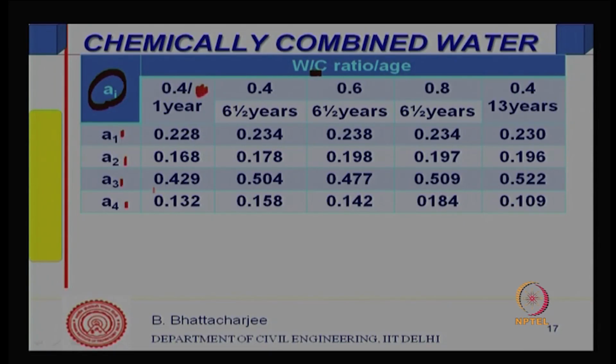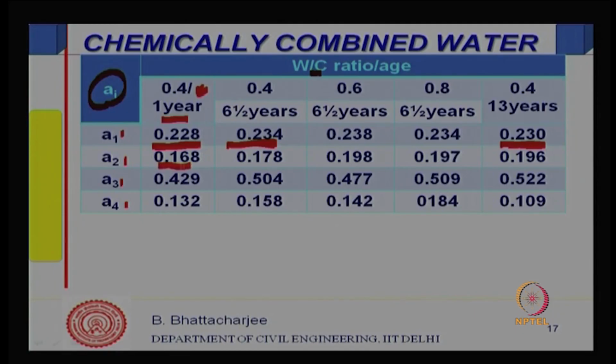So, water cement ratio of 0.4. In 1 year it was observed that 1 gram of C3S consumes around 0.218 grams of water for 0.4 water cement ratio. At 6.5 years this becomes 0.234 and in 13 years this became 0.230. So, complete hydration nearly one can assume at 13 years, which is a very long time, and the tests have been performed on individual compounds in this manner.